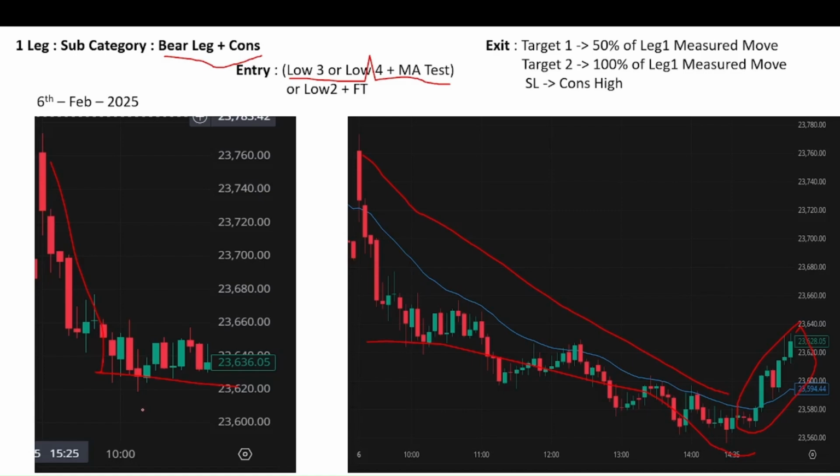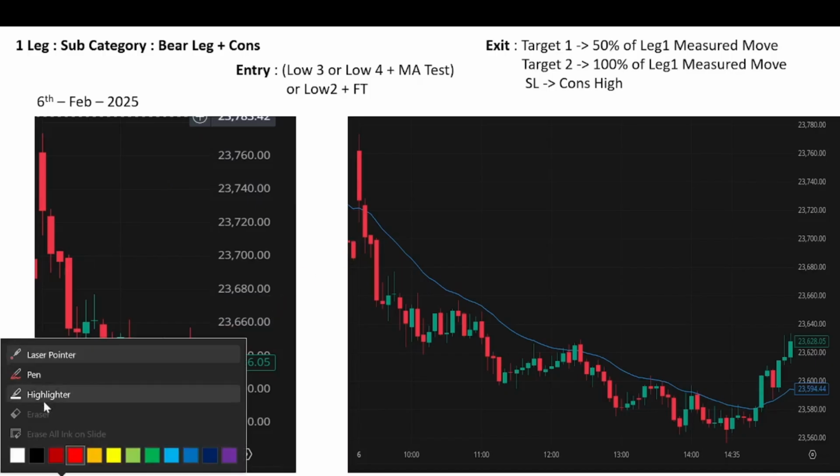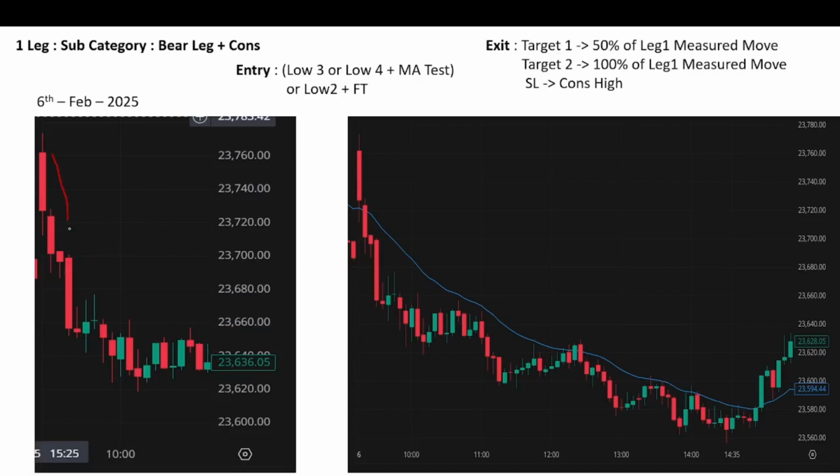So if you don't know the low 1, low 2, low 3 entries, I will just give a small explanation of what that is. The low 1 means, in a bear trend, while the market is consolidating or pulled back, the first attempt by the bears to go lower is low 1. The second, if this low 1 fails to go lower than the previous swing, the second attempt by bears to go lower is low 2. If this also fails to go lower, the third attempt is low 3, right?